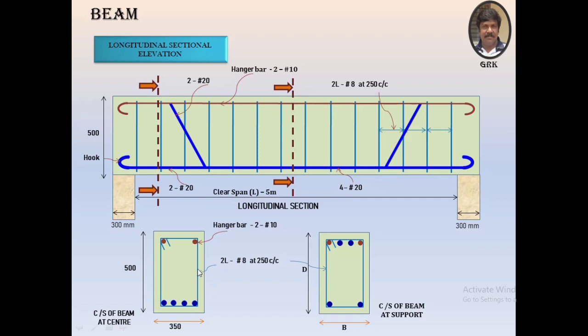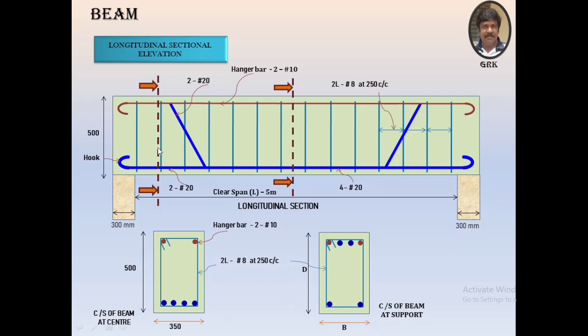And these are the stirrups provided all along the length of the member. This is the stirrup, spaced at 250 mm center to center. Now here you can see the cross section of the beam at the support.